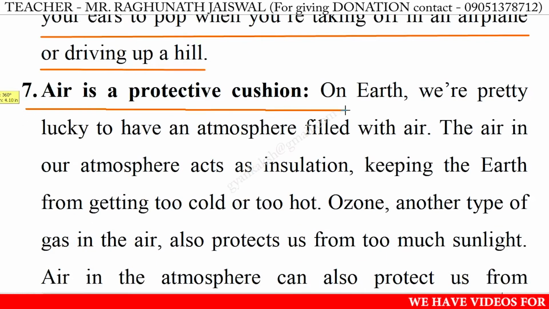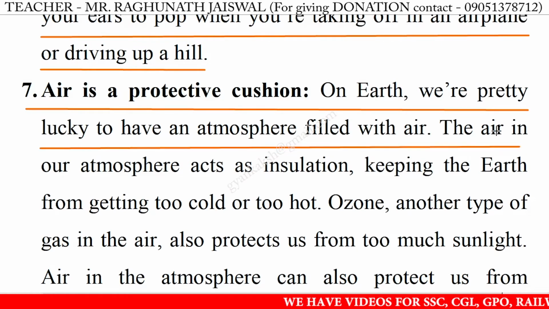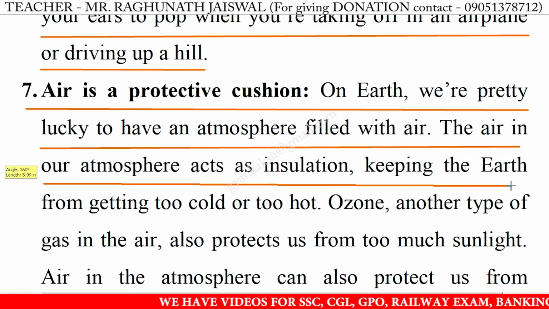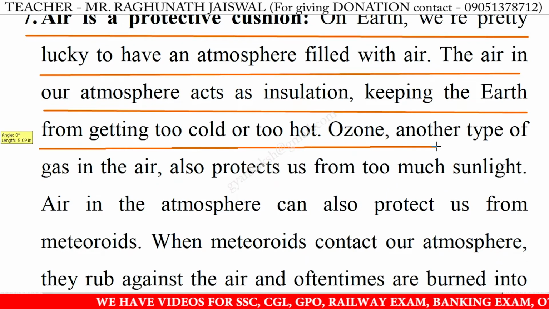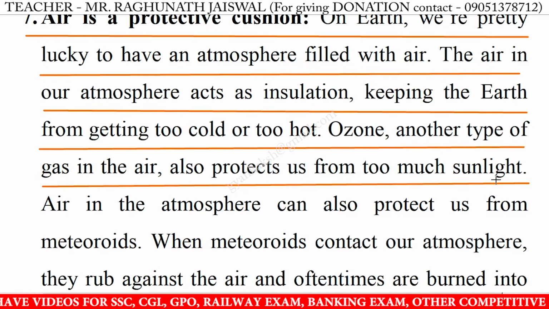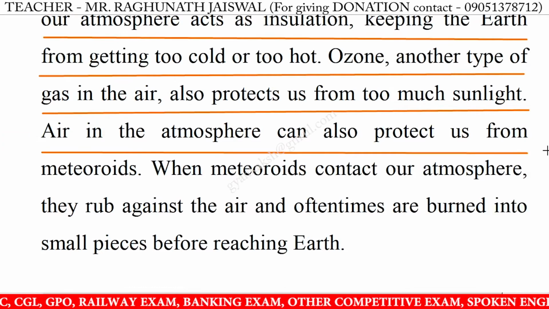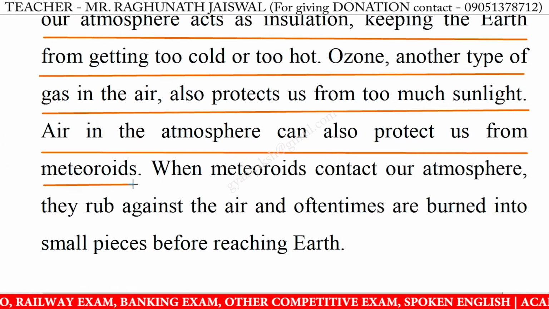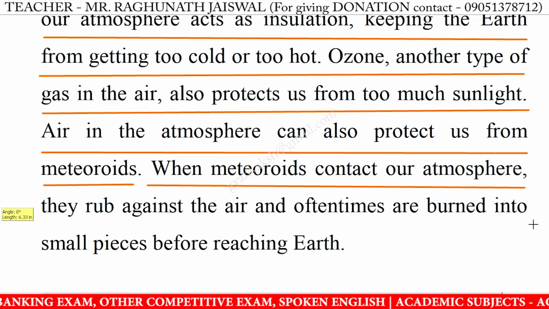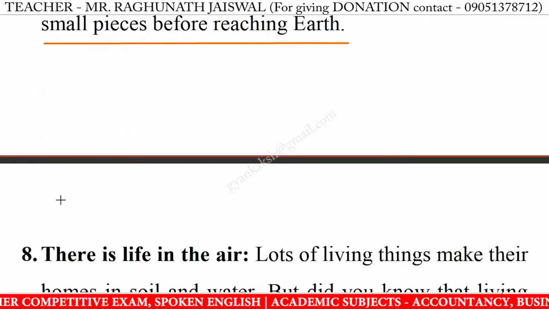7. Air is a protective cushion. On Earth, we are pretty lucky to have an atmosphere filled with air. The air in our atmosphere acts as insulation, keeping the Earth from getting too cold or too hot. Ozone, another type of gas in the air, also protects us from too much sunlight. Air in the atmosphere can also protect us from meteoroids. When meteoroids contact our atmosphere, they rub against the air and oftentimes are burned into small pieces before reaching Earth.